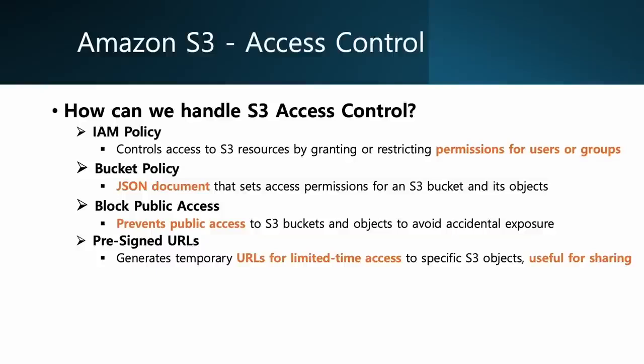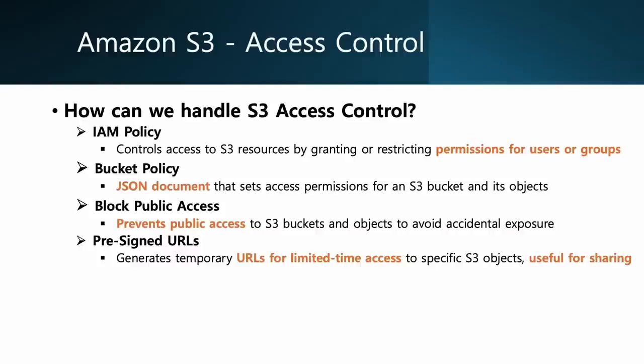Let's take a look at S3 access control. How can we handle S3 access control? First of all, there are 4 main options. You can first manage it with IAM. This is a method of controlling access to S3 resources by granting or restricting permissions to users or groups. There is also a method called S3 bucket policy, which is in the form of a JSON document. You can specify policies as JSON documents that set access permissions to S3 buckets and objects.